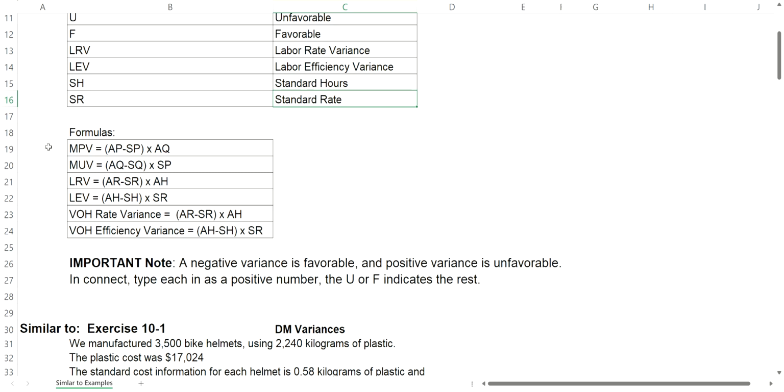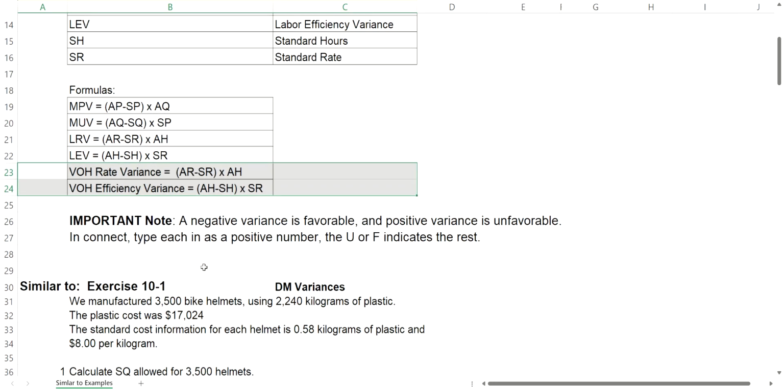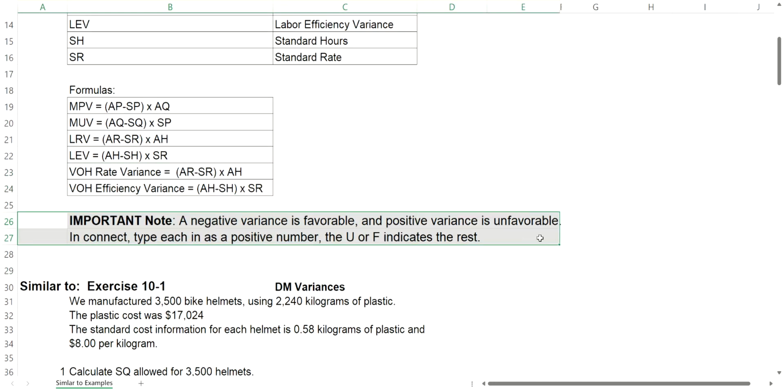Okay, our 6 formulas that we're going to use, the first 2 will be for our material variances. Our second 2 will be for our labor variances. And these last 2 formulas are what we will use for our variable overhead variances. And I'll repeat those as we work the problems. Now, what's important to note is as we calculate these variances, if it is a negative number, it is actually favorable. Think of it as saving money. If it's a positive number, though, it is actually unfavorable. Think of it as spending more than you should have.